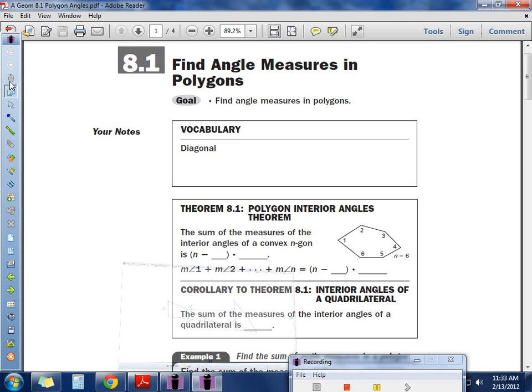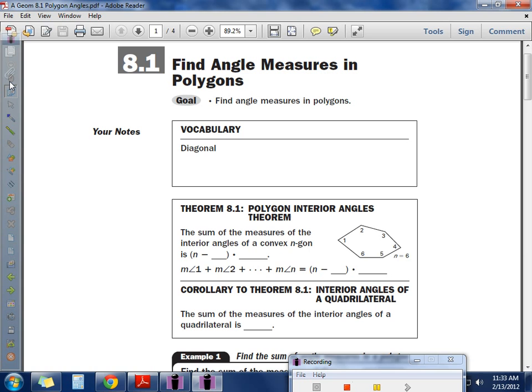Everyone. Today's goal is to find angle measurements in polygons. The first thing we're going to talk about is a polygon. What's a polygon? A multi-sided shape. Usually a polygon will end in the term gon. We know a lot of types of polygons, pentagon, hexagon, and so forth.